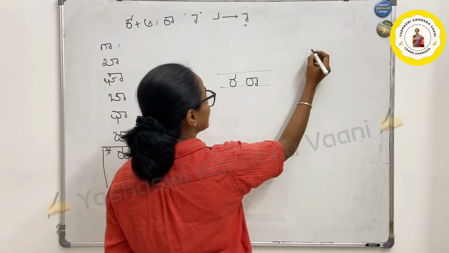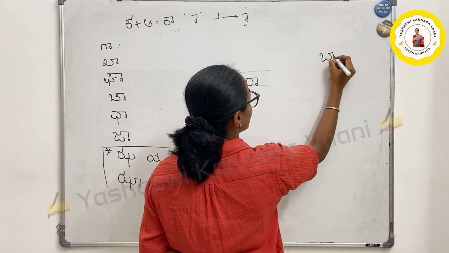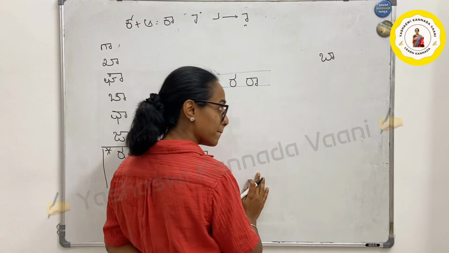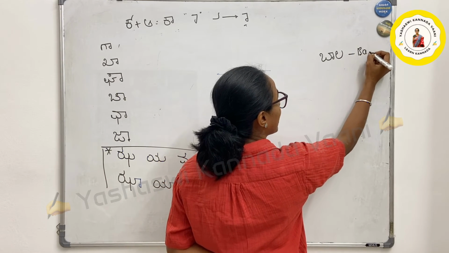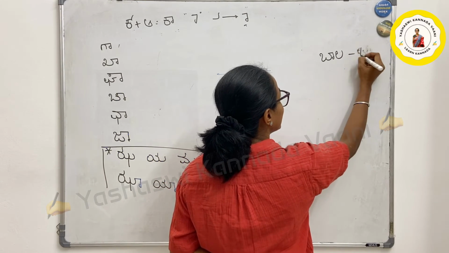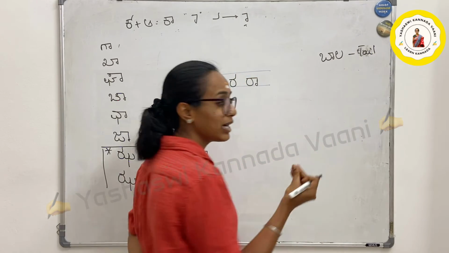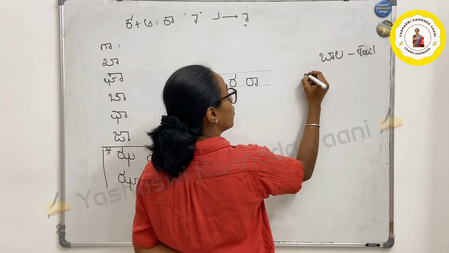So now let's try a few words. Which letter is this? Ba, bala. Bala is a tail. So now let's combine two words.